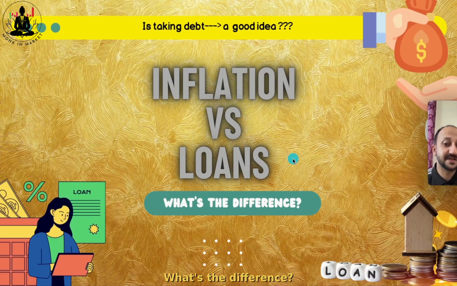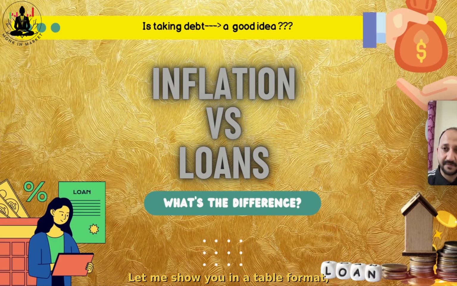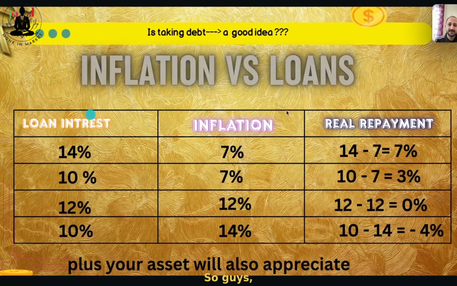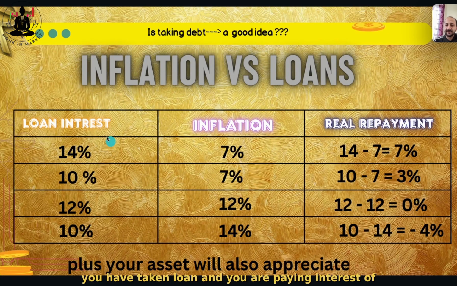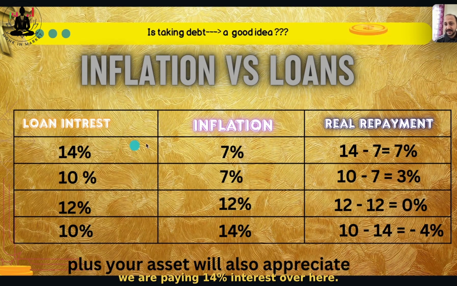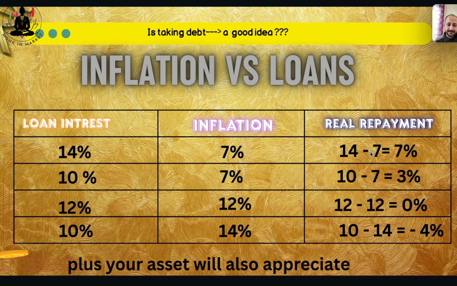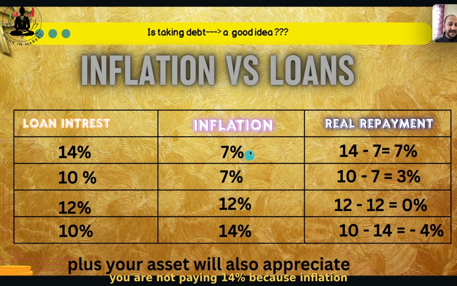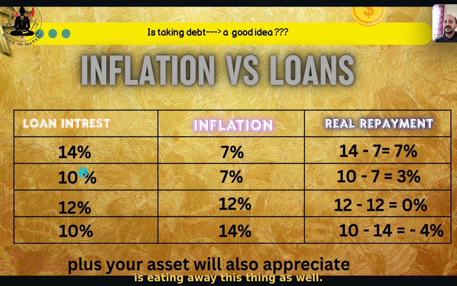Definitely. What is the difference? Let me show you in a tabular format. So guys, again, inflation versus loans. For example, you have taken a loan and you are paying interest of 14%, right? Inflation rate is 7%. So in nominal terms, we will think we are paying 14% interest. But in reality, you are not paying 14% because inflation is eating away at this as well. In reality, you are paying 14 minus 7, that is 7%, right?